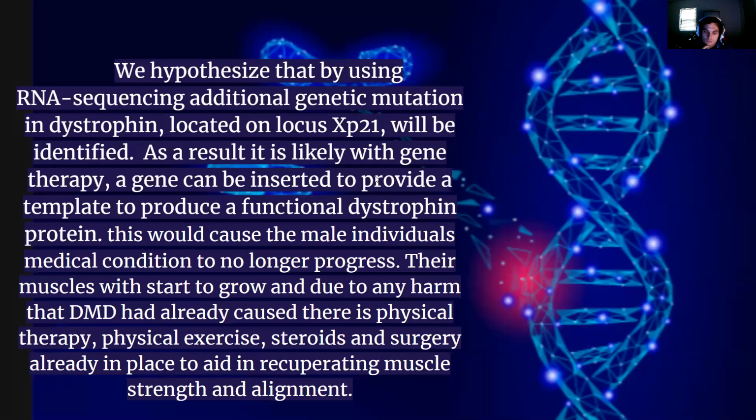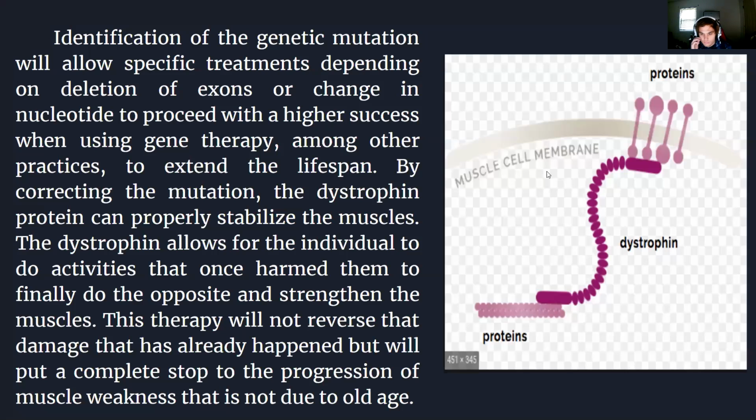We hypothesized that by finding the mutation in the gene, we could implement gene therapy to substitute the defective gene with a functional dystrophin protein, putting a complete stop to the progression of muscle weakness that is not due to old age. Although this would completely stop any progression, it does not take away from any cause or harm that it had already made in the individual. But there are other things like steroids or physical therapy that will help with that.